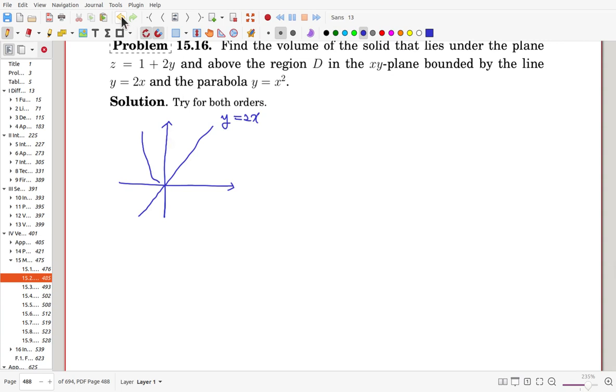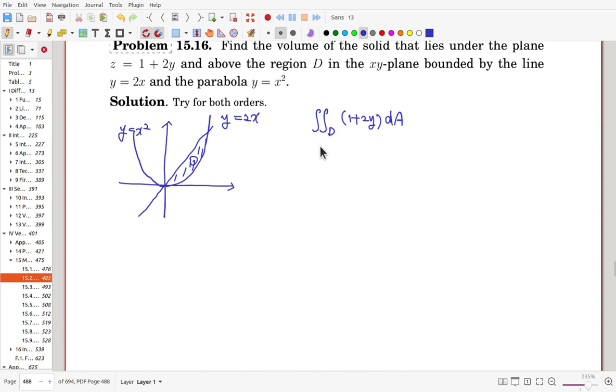Okay, let's try again. Go down and go up, like that, right? So this one is y equals x squared. So region D is this one. And we have to get the integral of z equals 1 plus 2y. So that is a double integral over D of 1 plus 2y dA. This is what we have to get.